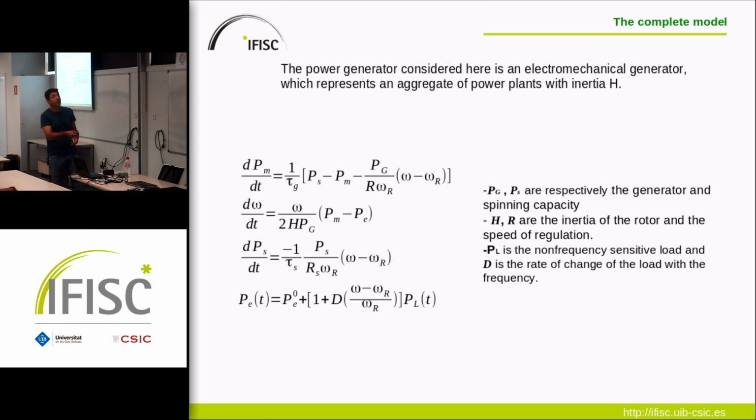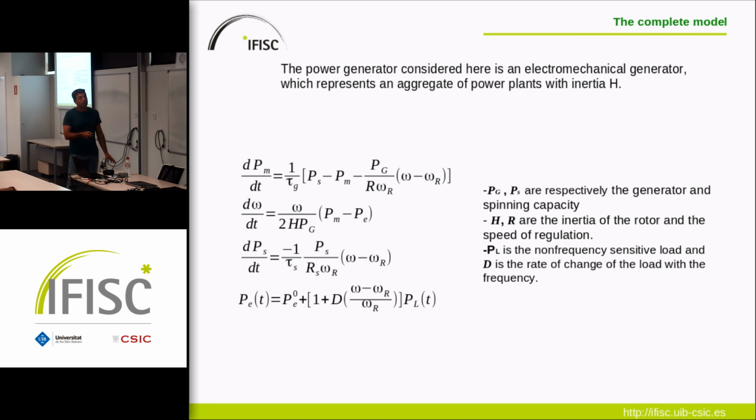And this part is actually a small amount, I think less than 8% or something like that. But nevertheless, we keep it. It's like a damping. So these machines, if the frequency goes down, consume less, and if the frequency increases, consume more. Okay, so that's the easy part.